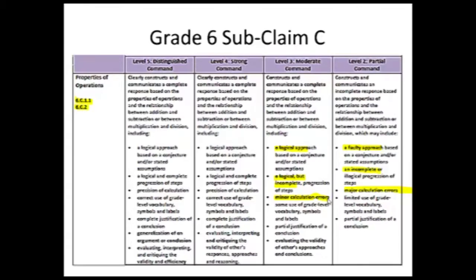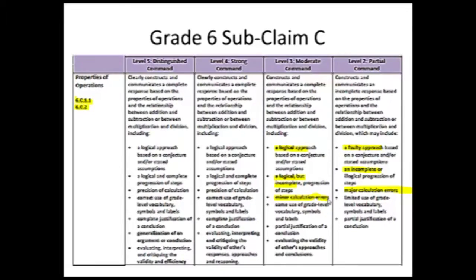So I'm going to encourage you in subclaim C, and this is for all grade levels, not just 6th grade, to really look at what kind of high level reasoning, not just the procedural reasoning.